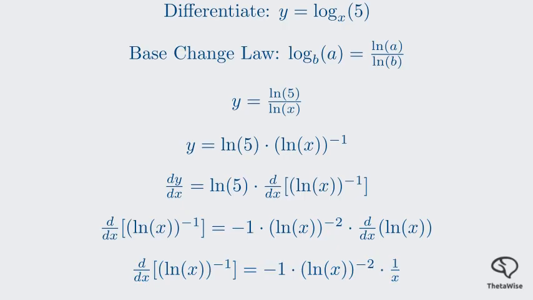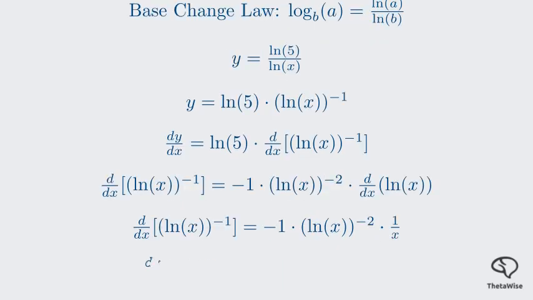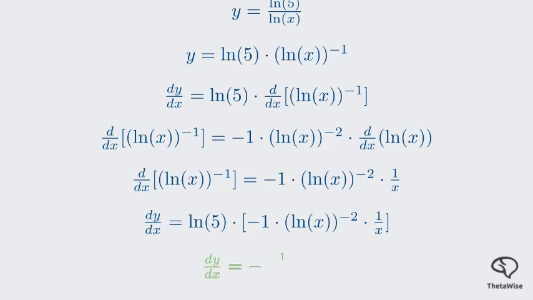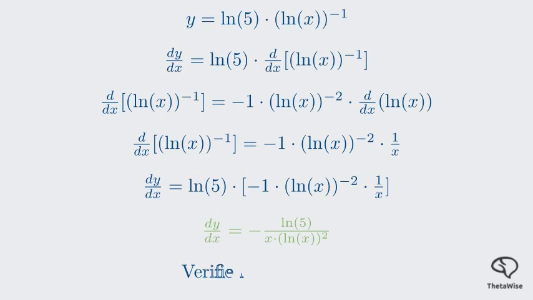Now we substitute this back into our expression for dy/dx. This gives us -ln 5 divided by x times the natural logarithm of x, squared. This is the same result as the memo, just written slightly differently. Finally, let's explore differentiating some special trigonometric expressions. These examples are particularly elegant because they simplify to something very compact.